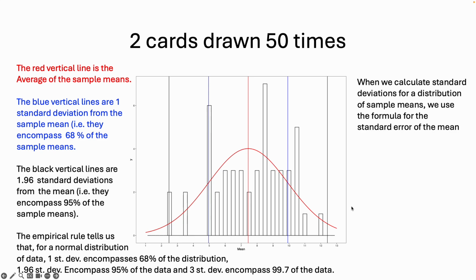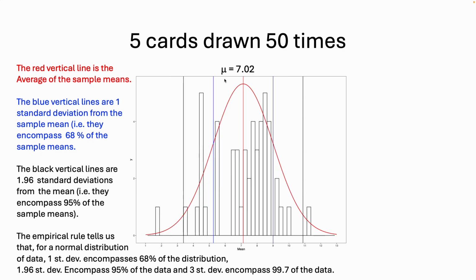So when we calculate standard deviations for a distribution of sample means, we're going to use the formula for the standard error of the mean. Once again, this is a distribution of sample means, and so we're going to use the standard error of the mean to estimate this spread. And the estimate of the population mean in this case is 7.4. So that's not a particularly great looking distribution.